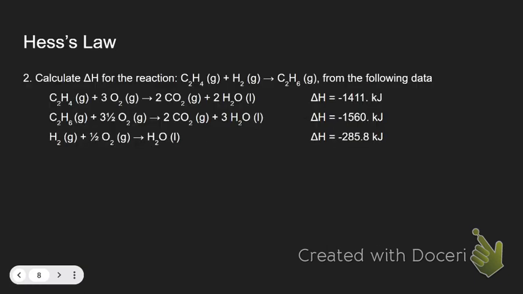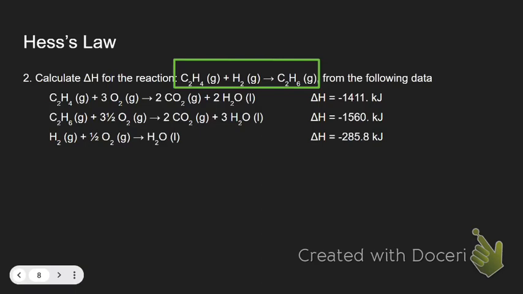So here's this reaction. We have ethene plus hydrogen makes C2H6. So this is what I want. This is my overall reaction. And I'm going to try to manipulate the intermediate steps to match the overall reaction.